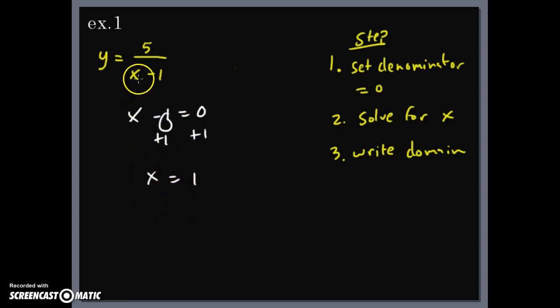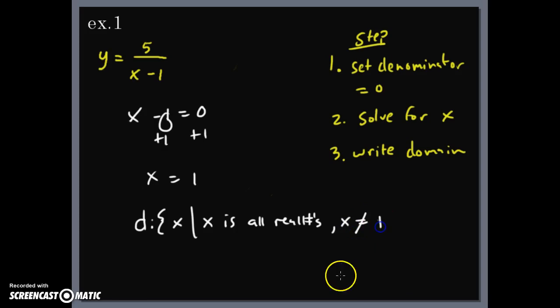So 1 is the number that if we plugged in for x, 1 minus 1 would be 0. 1 gives us a 0, which is undefined. So our third step when we write the domain is to make sure that we identify that. Our domain is all x values, and x can be any real number, except x cannot equal 1. So any other number except 1 we can plug into this function.